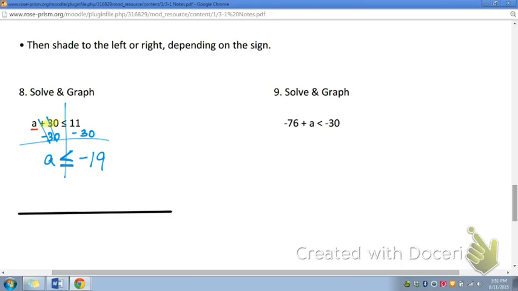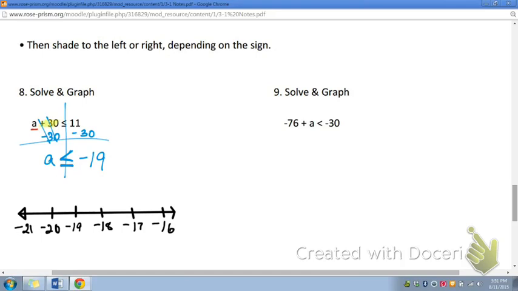So again, I'm going to draw my number line. Now be careful when you're graphing negatives. If negative 19 is the number I got, and I'm going to put that kind of here in the middle, make sure you know which numbers are bigger than negative 19 and which numbers are smaller than negative 19. Bigger than negative 19 would be negative 18, negative 17, negative 16. Smaller than negative 19 would be negative 20 and negative 21. Okay? So make sure your number line is always going the correct way.